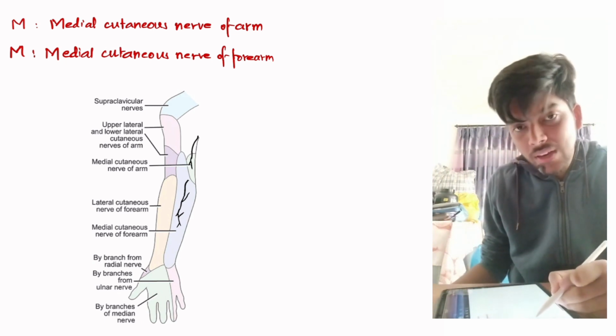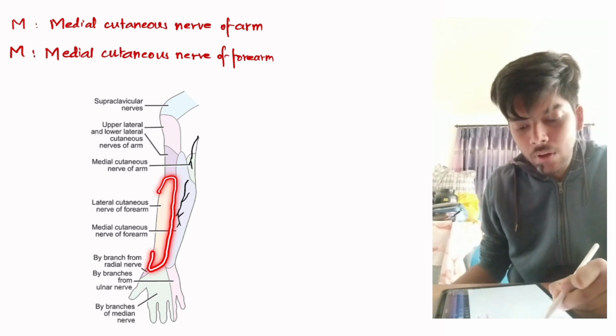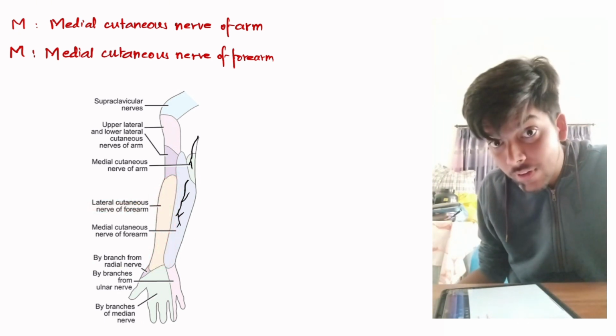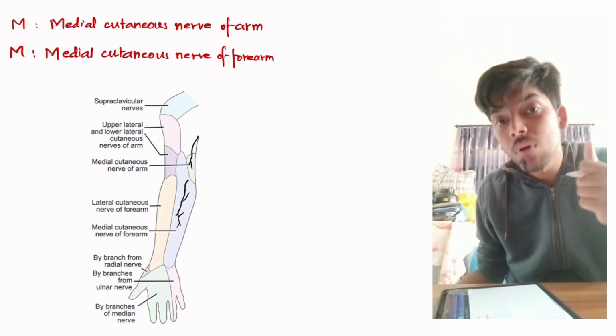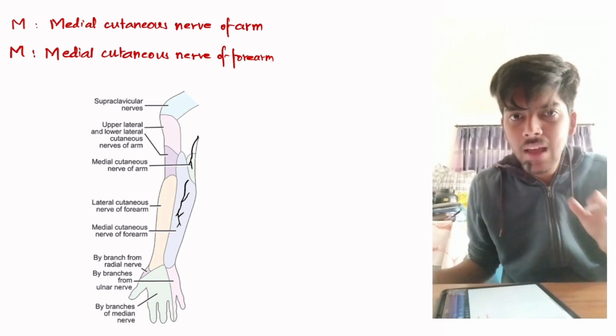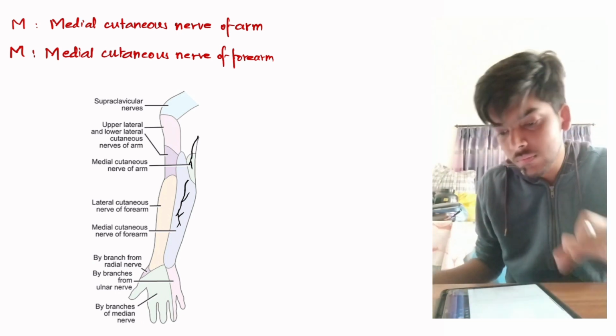The lateral cutaneous nerve supplies the lateral part of the forearm. And I've already mentioned that the lateral cutaneous nerve is nothing but an extension of the musculocutaneous nerve. And the musculocutaneous nerve is a branch of which cord? The lateral cord.